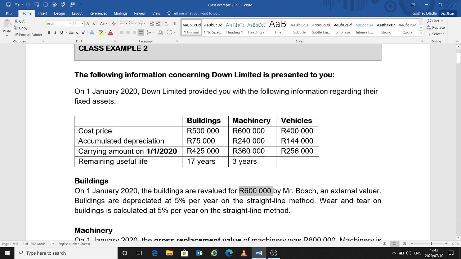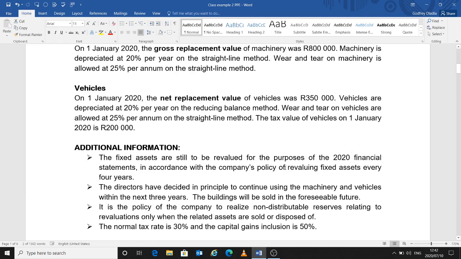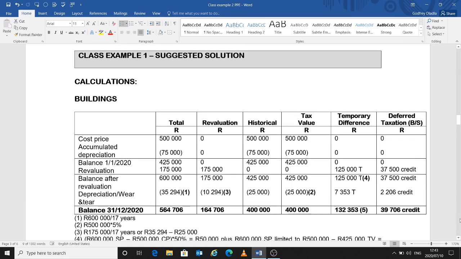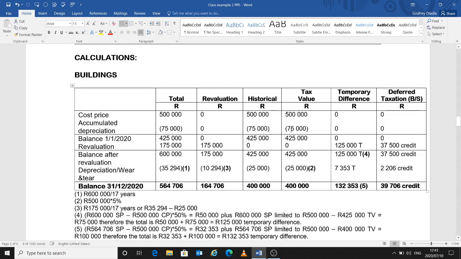Now let's check the building in terms of the intention. What is the intention? Right, here we are saying the buildings will be sold in the foreseeable future. So this is the intention in terms of the buildings. Now let's look at the calculations. Now I've explained most of these columns in class example 1. The only thing that you need to be aware of when the intention has changed, and the intention here is to sell the building.